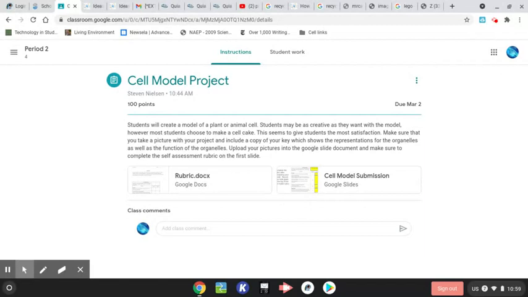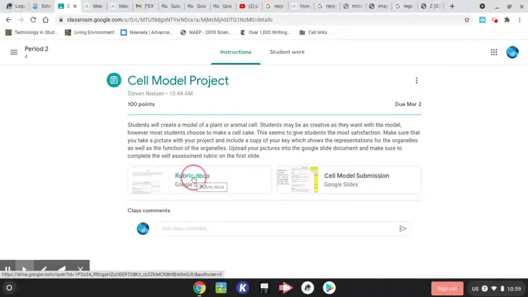Any kind of a model of a plant or an animal cell, and you have to make sure that you have a key with it that labels the organelles and then gives me the functions of the organelles in your own words. Okay? So let's take a look at the rubric.